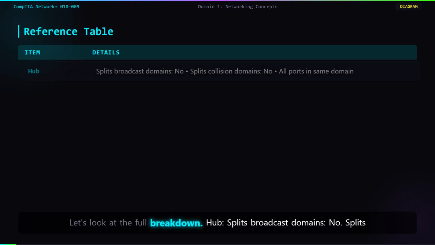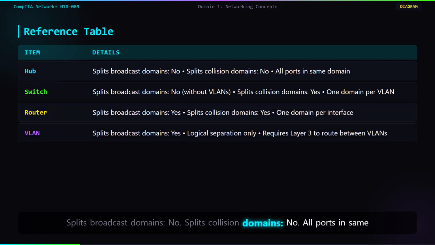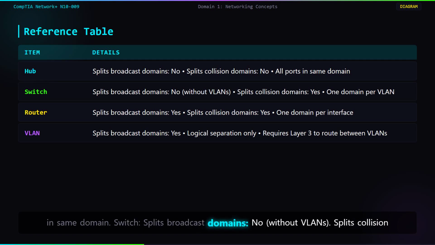Let's look at the full breakdown. Hub: splits broadcast domains, no. Splits collision domains, no. All ports in same domain. Switch: splits broadcast domains, no, without VLANs. Splits collision domains, yes. One domain per VLAN.